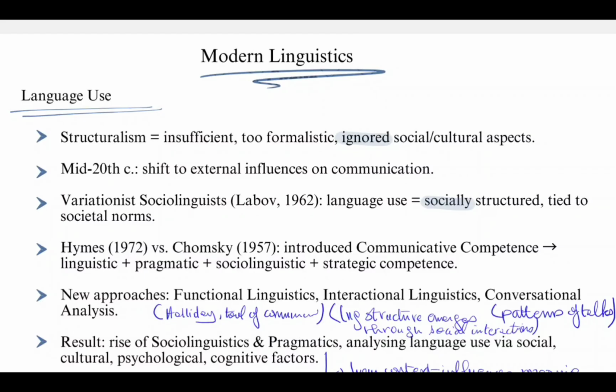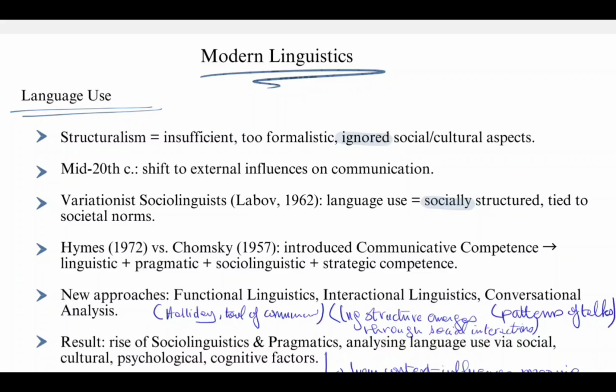So for structuralism, it was insufficient, too formalistic, too rigid. Why? Because it simply ignored social and cultural aspects. And as a result of that, in the mid 20th century, the shift was to external influences on communication. So they started taking into account external factors and how they affect language use.